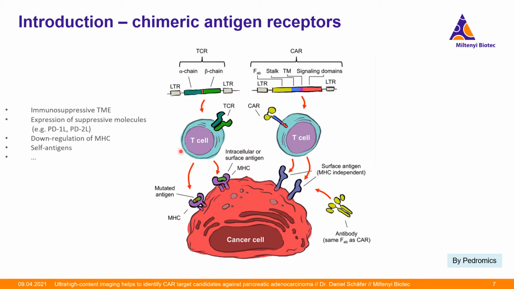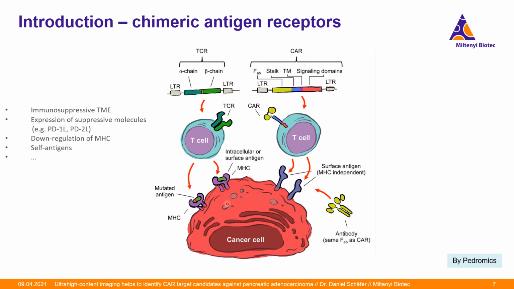The natural way for a T-cell to recognize a tumor cell would work via the T-cell receptor. The T-cell receptor is able to recognize mutated peptides which are presented via the MHC complex. This is not possible in the first place for several reasons, like the immunosuppressive tumor microenvironment, expression of suppressive molecules by the tumor cells, downregulation of the MHC complexes, self-antigens, and so on and so forth.